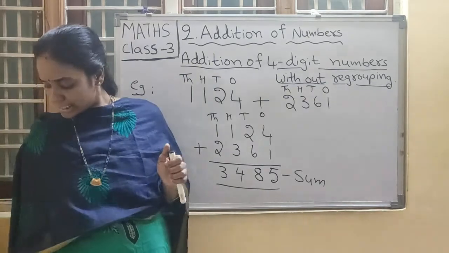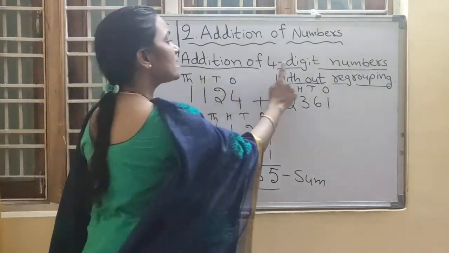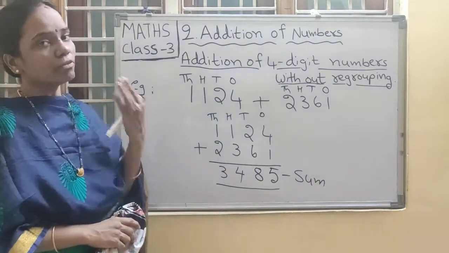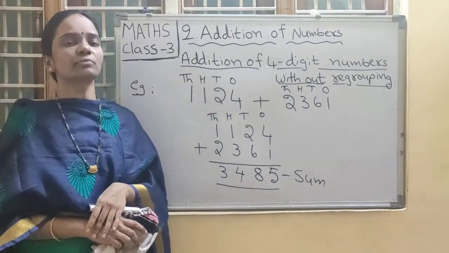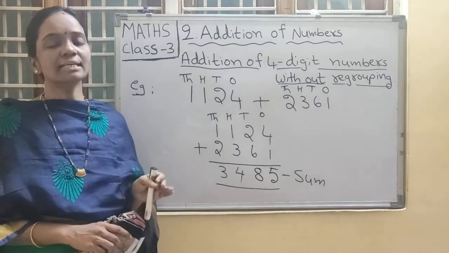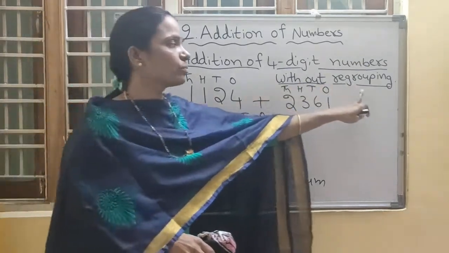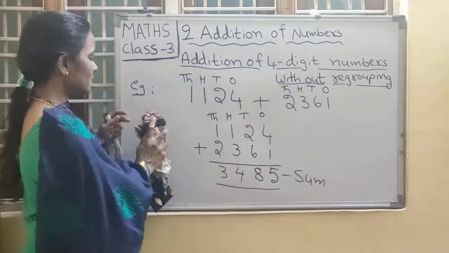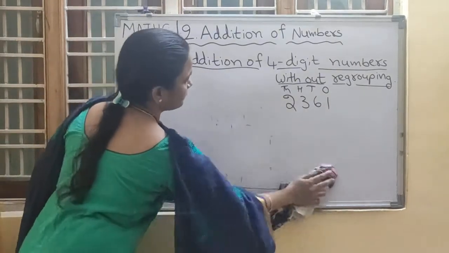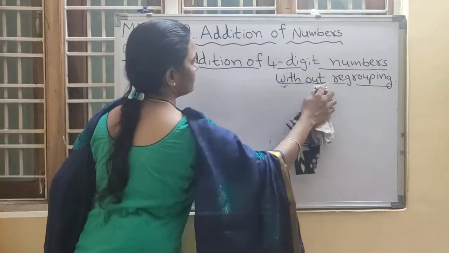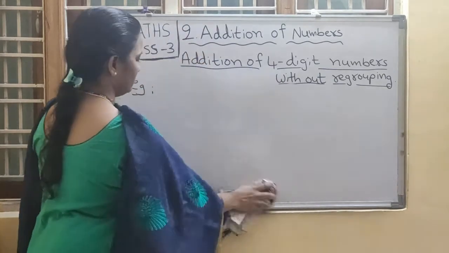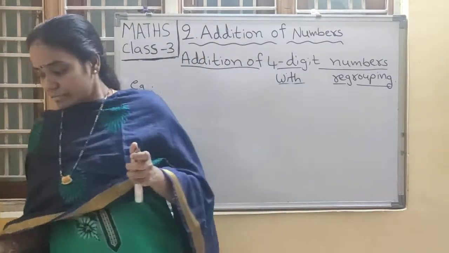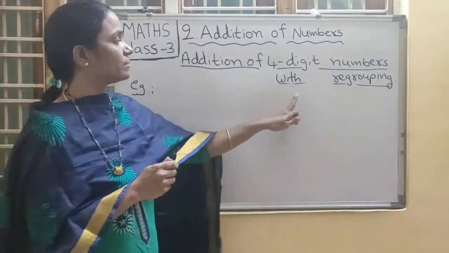Next we are going to learn about addition of 4-digit numbers with regrouping. What is the difference between without regrouping and with regrouping? Carryovers. If you have carryovers, that is the problem with regrouping. If you don't have carryovers, that is the problem without regrouping. Next concept: addition of 4-digit numbers with regrouping.